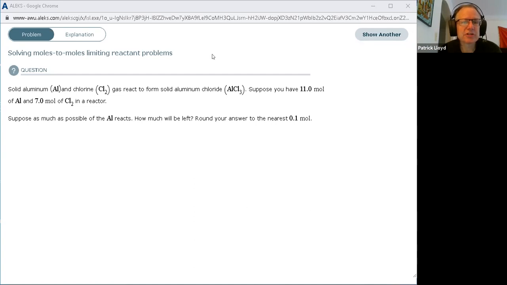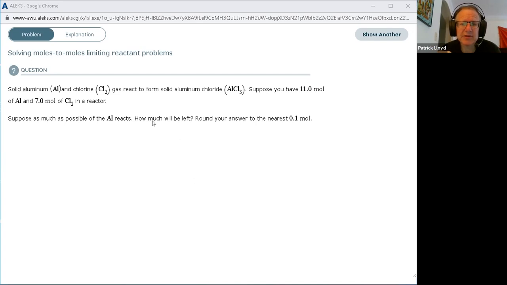And in this first question, it says solid aluminum, which is Al, and chlorine. Remember, chlorine is one of the 7 diatomic elements. So Cl2 is written here. React to form solid aluminum chloride, AlCl3. Suppose that you have 11.0 moles of aluminum and 7.0 moles of chlorine in a reactor. Suppose as much as possible of the aluminum reacts, how much will be left?